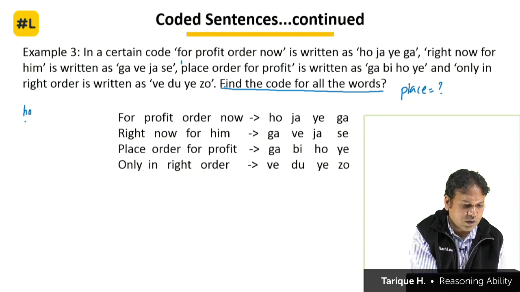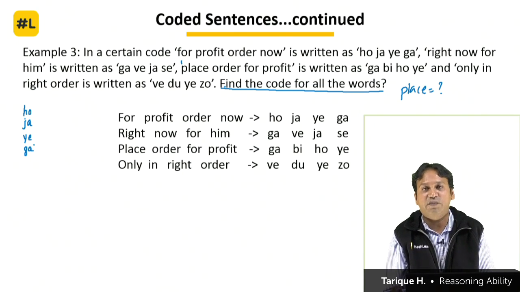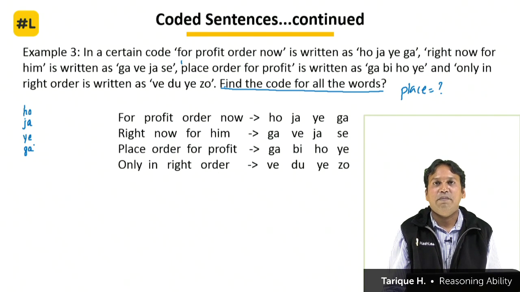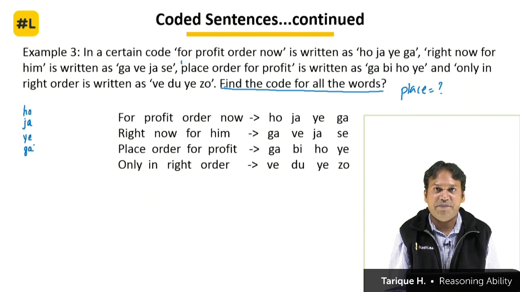So one is HO, one is JA, one is YE, and the fourth code in the first sentence. So the first sentence contains 4 codes. Clear? All words in the first sentence are used for the first time. All the codes in the first sentence are also used for the first time.